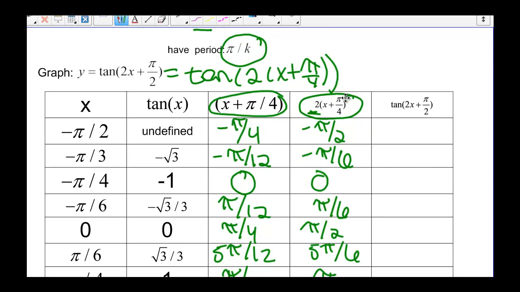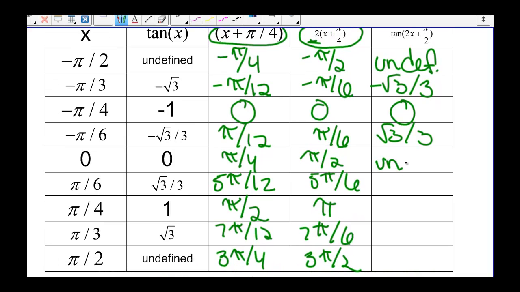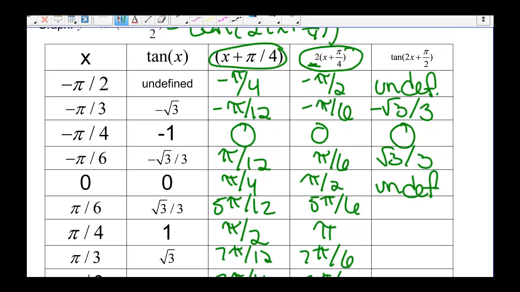Tangent of negative pi over 2 is undefined. Tangent of negative pi over 6 is negative square root of 3 over 3. Tangent of 0 is 0. Tangent of pi over 6 is square root of 3 over 3. Tangent of pi over 2 is undefined. Tangent of 5 pi over 6 is the same as tangent of negative pi over 6, so negative square root of 3 over 3.